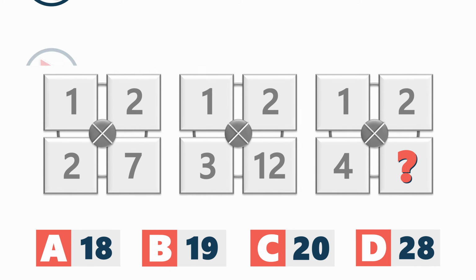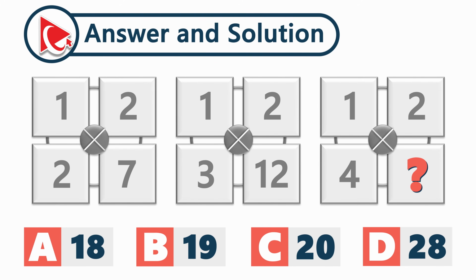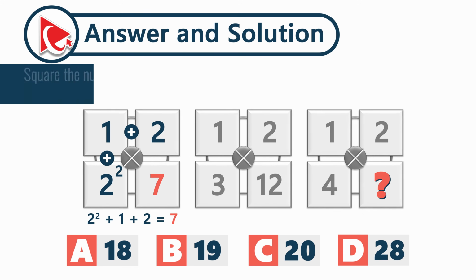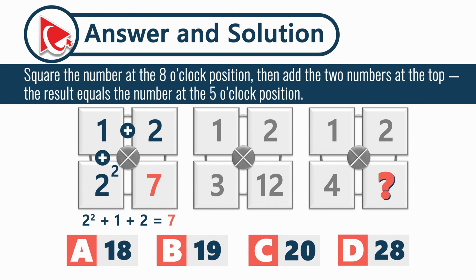While the answer is straightforward, only a handful of people actually figured it out. I truly hope you're one of them. Take a close look at the first shape. 2 squared plus 1 plus 2 equals 7. In fact, what you need to do is square the number at 8 o'clock position, then add the 2 numbers at the top, and the result equals the number at the 5 o'clock position. Let's verify it with the second shape. 3 squared plus 1 plus 2 equals 12.